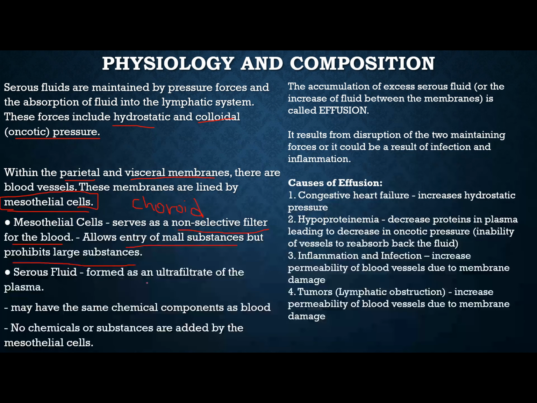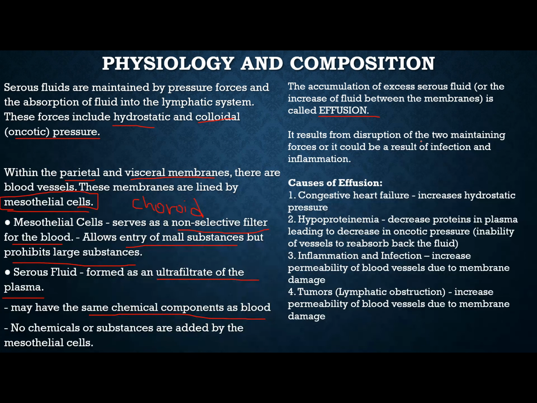Now, serous fluid is formed as an ultrafiltrate of the plasma. It has the same chemical components as blood. No chemicals or substances are added by the mesothelial cells. The accumulation of excess serous fluid is known as effusion. So if there's too much serous fluid class, too much pleural fluid, too much peritoneal, too much pericardial fluid, you would have what we call an effusion.